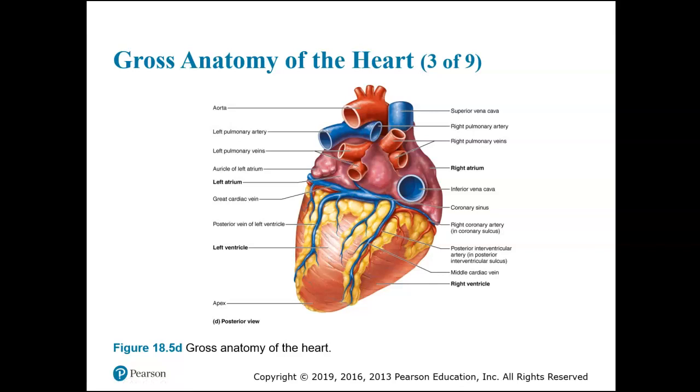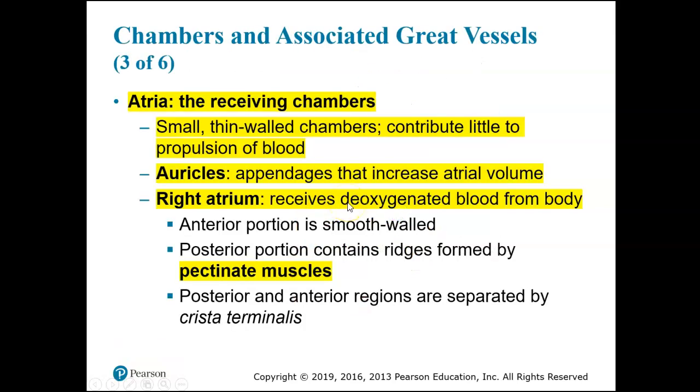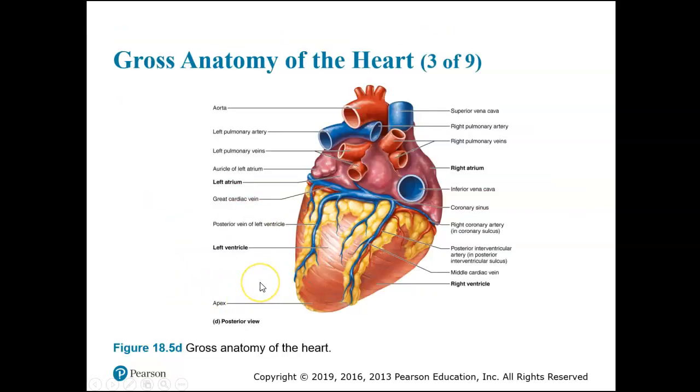Let's see, middle cardiac vein, the posterior interventricular artery, the right coronary artery, posterior vein of the left ventricle. We already said the great cardiac vein and the coronary sinus. Okay, I think we've named them all.